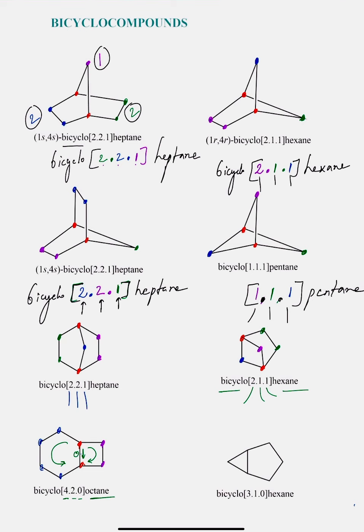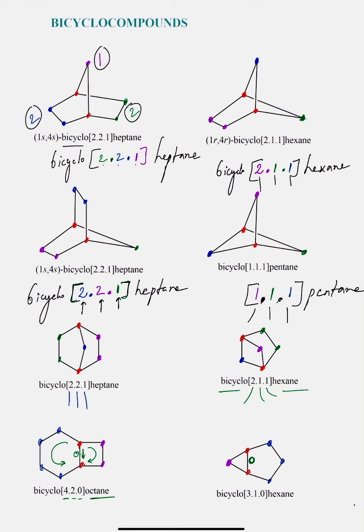Similarly here, these 2 red carbons are bridgehead carbons. This is the purple carbon, and these blue carbons are here, and on the other side of the bridge, there are no carbons, that's why it's 0. There is no vertex there. So the total number of carbons is how many? 1 purple and 3 blue and 0 green. So in decreasing order it's 3, 1, 0. 4 plus 2 bridgehead, it's 6. So the name is bicyclo[3.1.0]hexane.